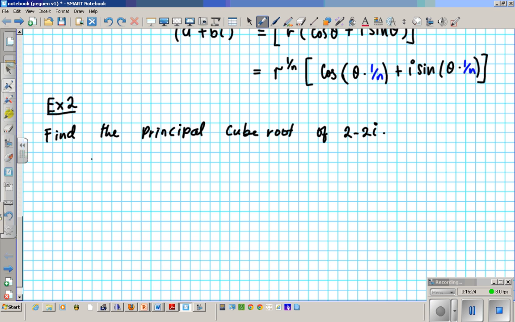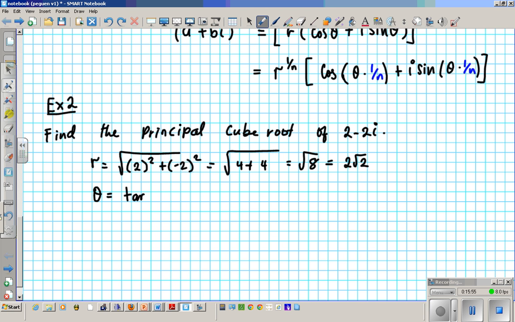We need the absolute value, which is the square root of the sum of the squares: x squared plus y squared, or a squared plus b squared. So it's the square root of 2 squared plus negative 2 squared, which is the square root of 4 plus 4, which is the square root of 8, and that reduces to 2 root 2.